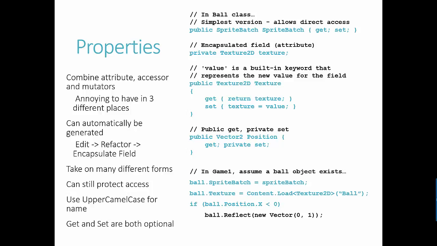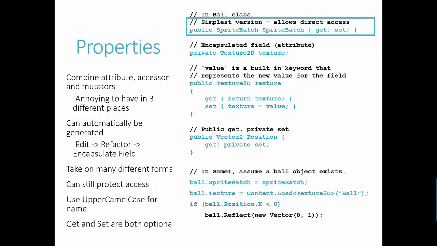In this first example on the right, we see the simplest version. An attribute called sprite batch that is publicly accessible and has a get and a set. This property shows how the attribute, accessor, and mutator can be combined into a single structure to simplify code. Since it is marked public, any class can look at or change the sprite batch whenever it wants to with no limitations.